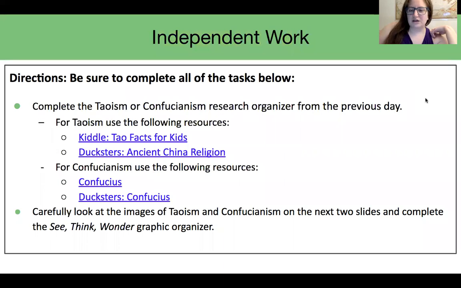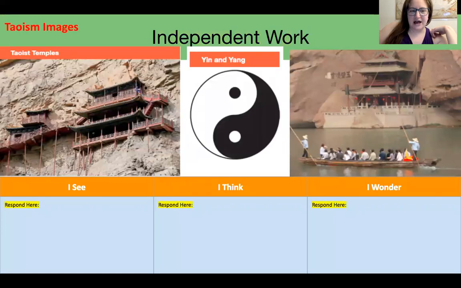So these are your directions. Your first job will be to take what you started in a previous lesson and complete the other belief system graphic organizer. You were either looking at Taoism proverbs and sharing what you thought the meaning was, or you were looking at proverbs from Confucianism and sharing what you thought the meaning was. Today, you'll do the other belief system. And then you're going to look at some images.